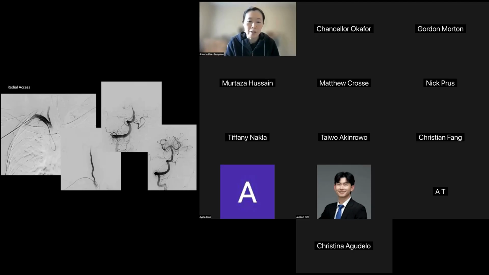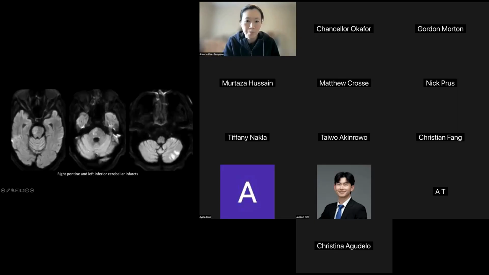And this is a different patient also with a distal basilar artery occlusion. And this is just to show you a different way of getting to the vertebral artery. This is through a radial access. So there's a sheath there with a reverse curve catheter that we nudged up into the vertebral artery and did thrombectomy through that radial access. So obviously a different patient.